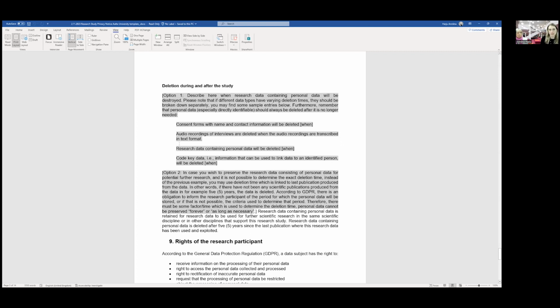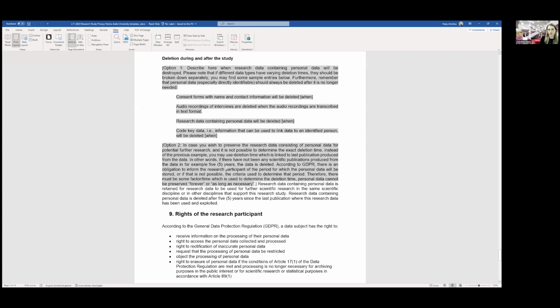So in some cases, the researchers delete the code key data, for example, if they aim at anonymizing the data. But please remember that just deleting the code key data does not make your data anonymized. But in some cases, they actually do delete the code key data earlier, and then they keep the other data set for a longer period of time.